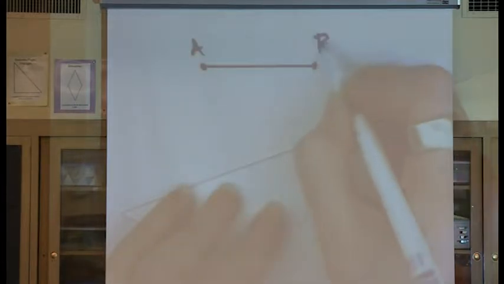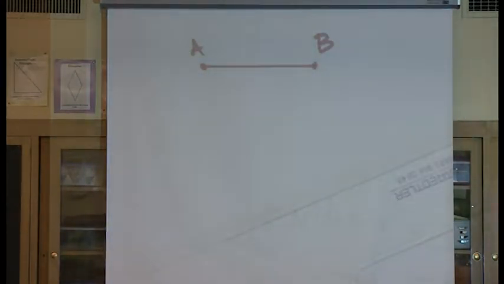On your piece of paper, using your straight edge. This would be your straight edge. Draw me a line about the length of your pinky. Somewhere close to the center.